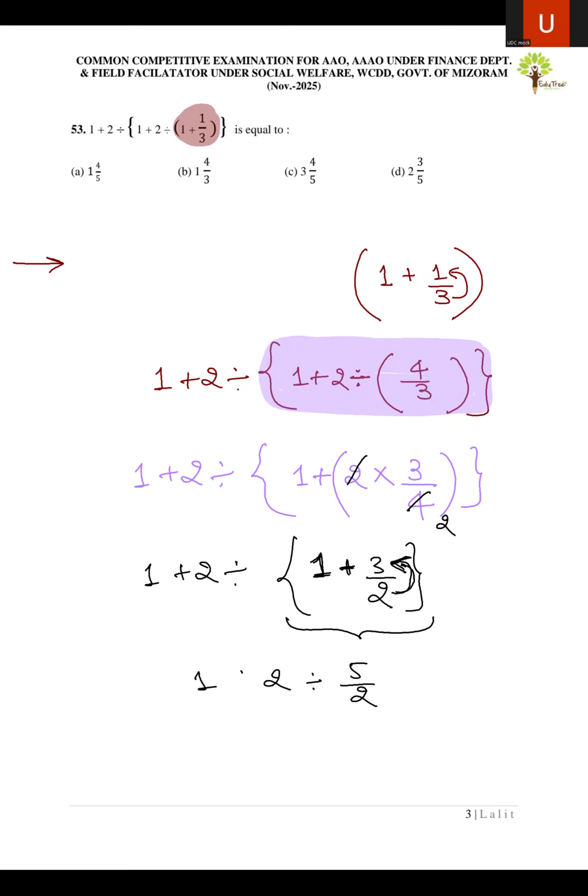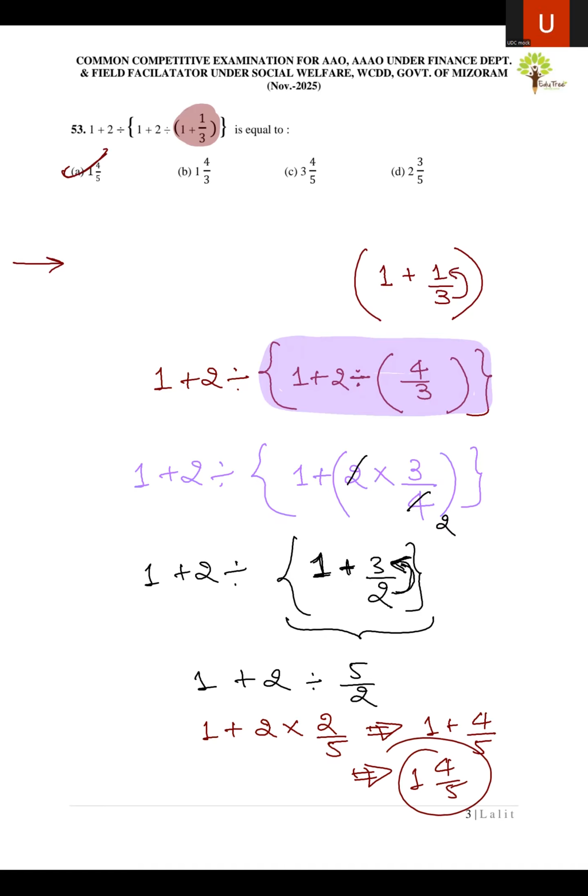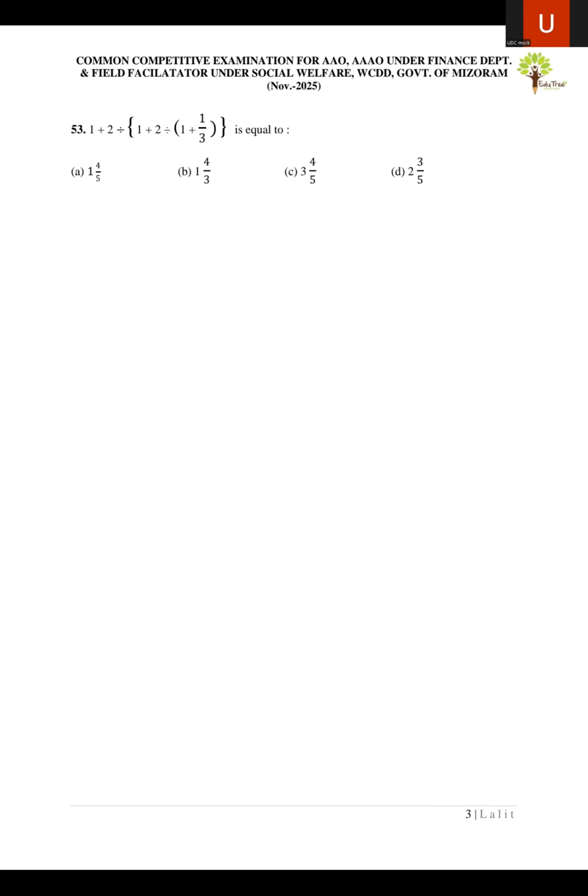All right. Now again, reversing this, we can write this as 1 plus 2 multiply by 2 by 5. So this will be equal to 1 plus 4 by 5, or I can also write this as 1, 4 by 5. So I can say this first one is the answer for this. Right. Let us see this next one.